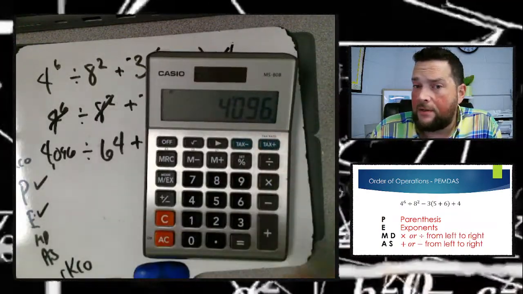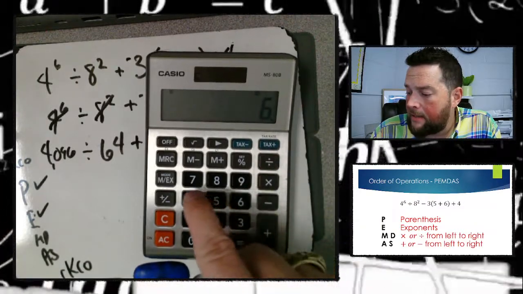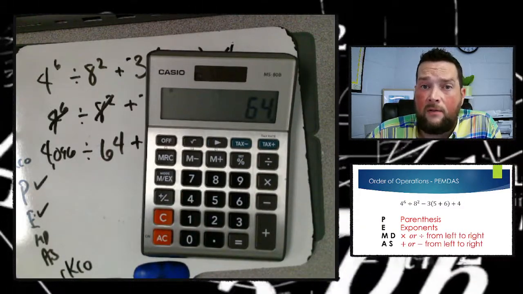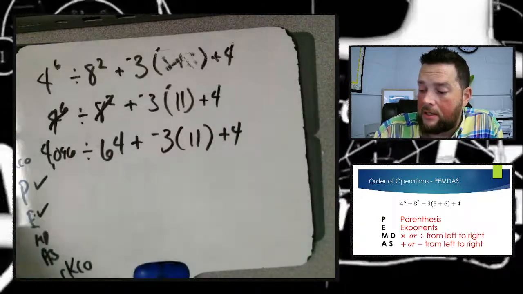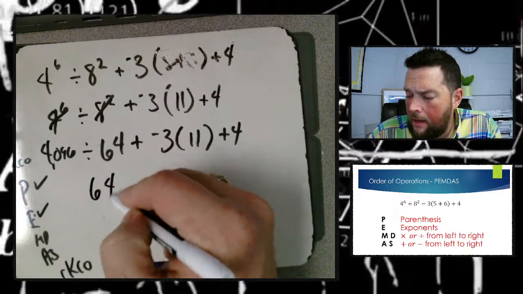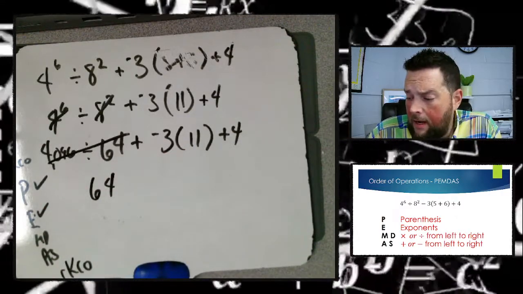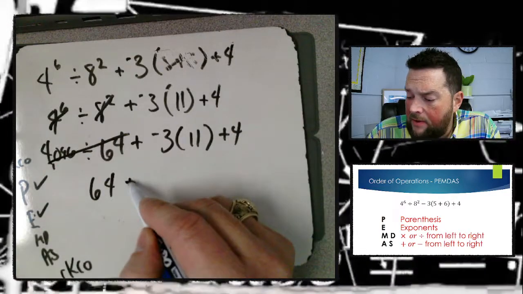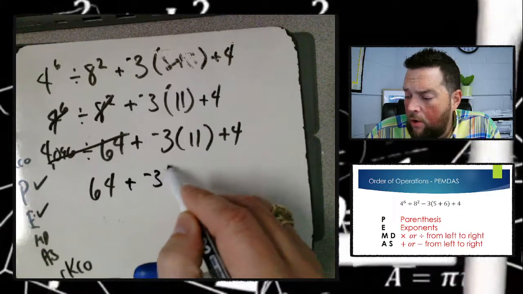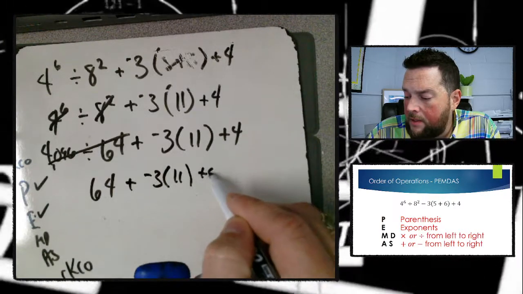We see division first right here, so we're going to have to do that division first. I've got 4,096 divided by 64. I want to do that division first, all right, so 4,096 divided by 64 is 64. Now I'm going to bring down everything I haven't touched. I haven't touched that plus or that -3 times 11 yet, or this plus right here.